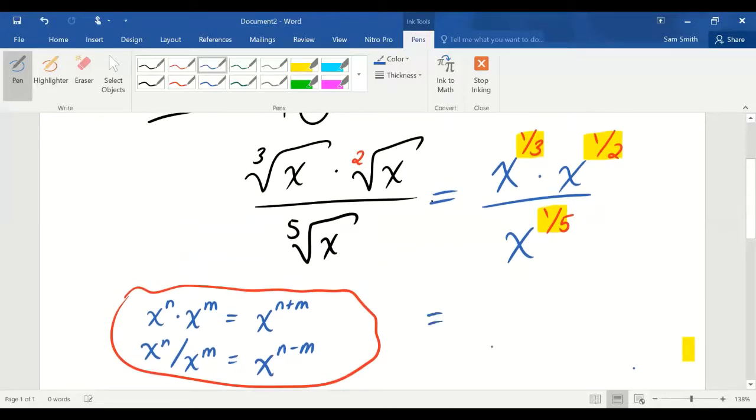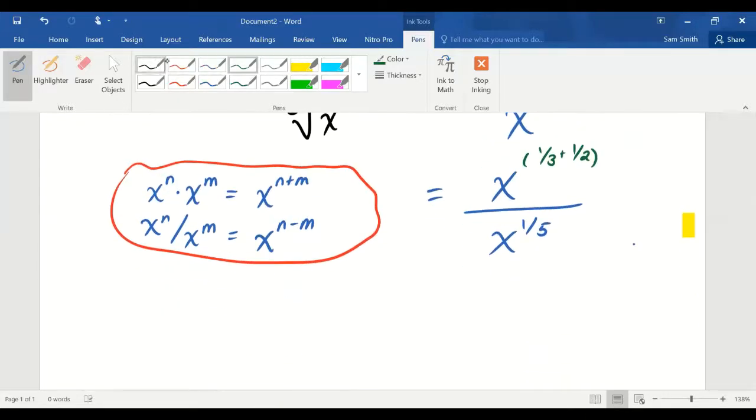Working in the numerator, I could combine x to the power 1/3 times x to the power 1/2 by adding those exponents together. I'm going to try and write this really carefully. 1/3 plus 1/2. I could add those exponents together, bringing me to what I believe is x to the power 5/6. 5/6 being 1/3 plus 1/2.